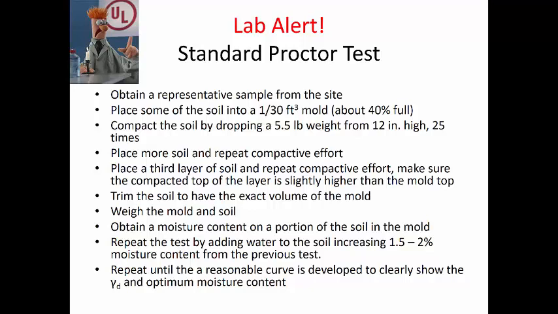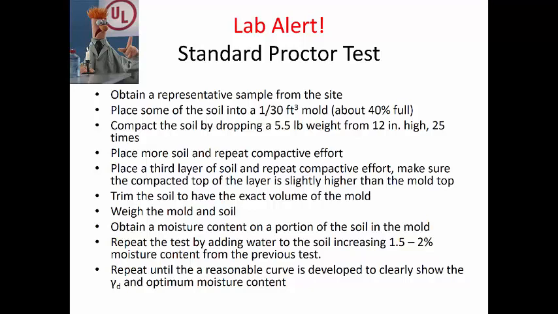More soil is then placed, a little more than a third of the way up the mold, and the same hammer is dropped 25 times again, moving around and placing a consistent layer of energy. And then the last layer, the third layer, is placed and the compactive effort is repeated. But the third layer is important to make sure that the compacted soil layer is above the top of the mold itself. There is an extension collar that is placed on top of the mold to allow the soil to remain in the mold, but placed above the top of the mold itself.